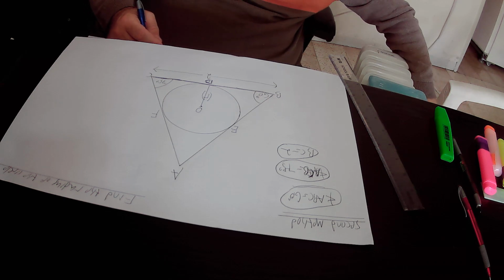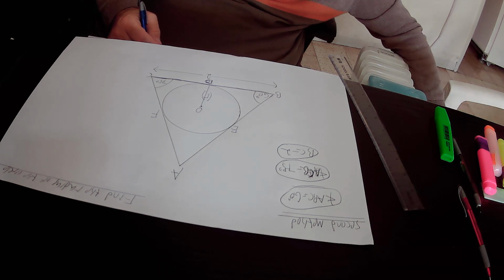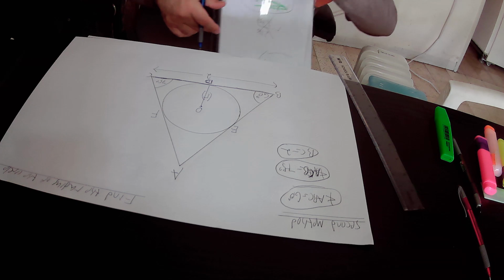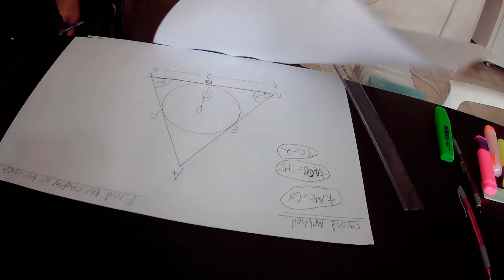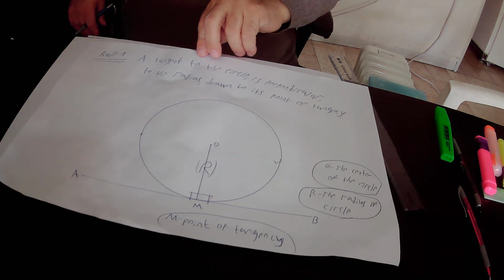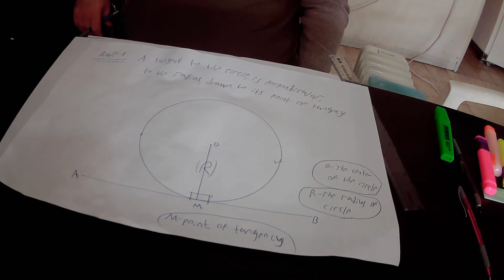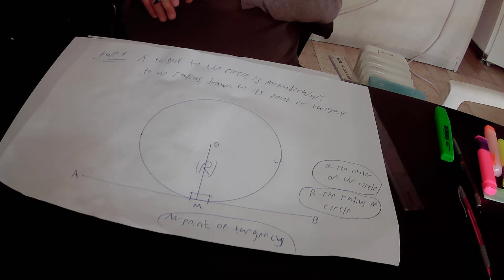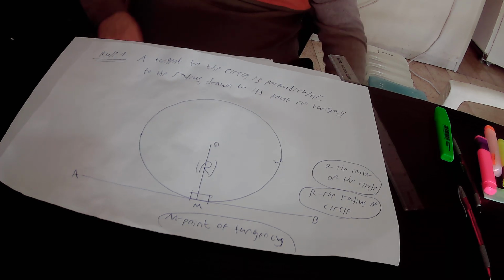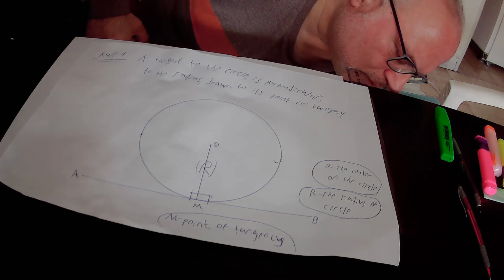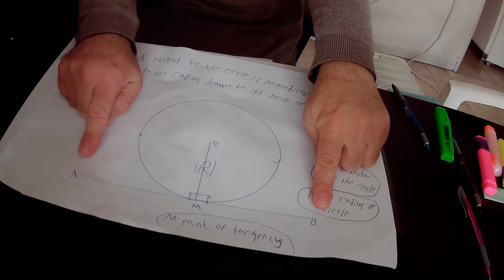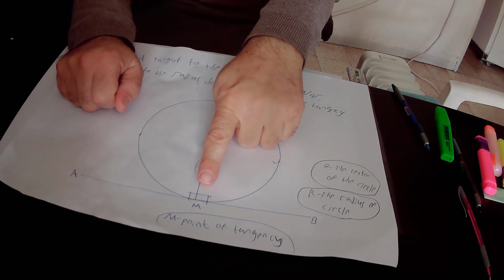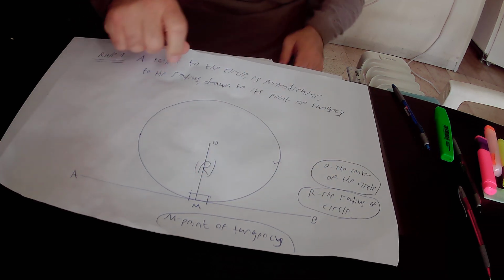And here we actually have rule number 1. According to rule number 1, a tangent to a circle is perpendicular to the radius at its point of tangency. So, in the drawing we have tangent AB. This is tangent AB that is tangent to this circle at point M. Point M is the point of tangency.